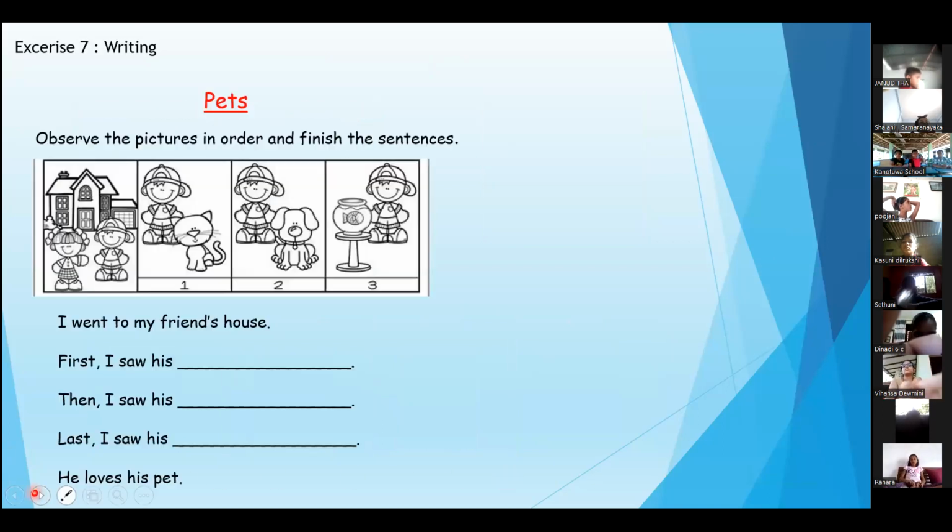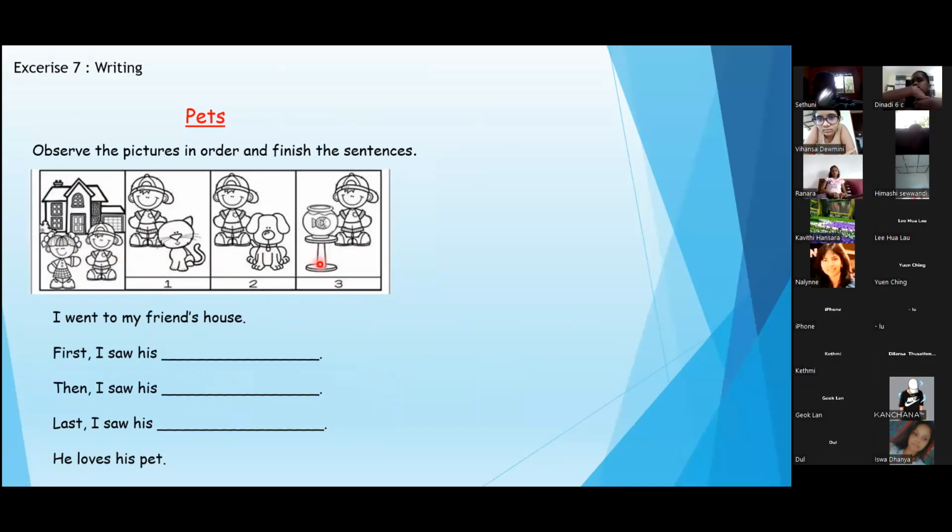Okay, let's go to the next. Okay, here, look at the pictures. Remember the instructions. Observe the pictures in order and finish the sentences. So please take a minute to look at the pictures first. Right? Follow the instructions. Look at the pictures, understand the story, and then we will look at the sentences. All right. Can you read?